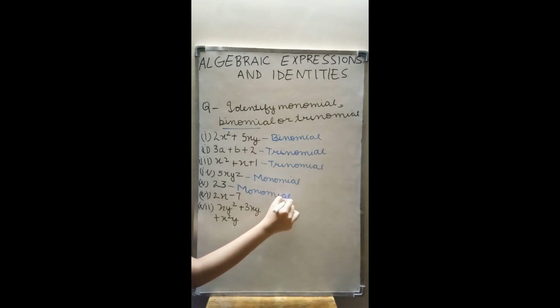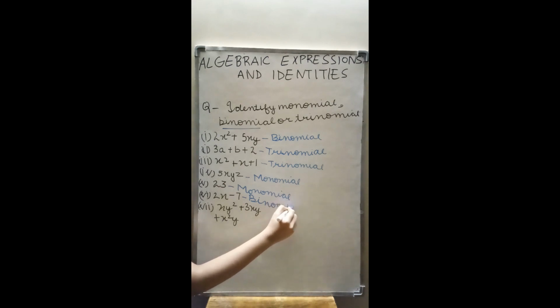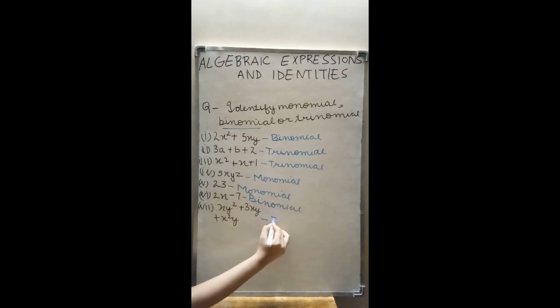Now let's do our next part, that is the 6th part: 2x minus 7. This expression has 2 terms, so it is a binomial. Now let's do the 7th part: xy square plus 3xy plus x square y. There are 3 terms in this expression, and an expression that has 3 terms is classified as a trinomial.